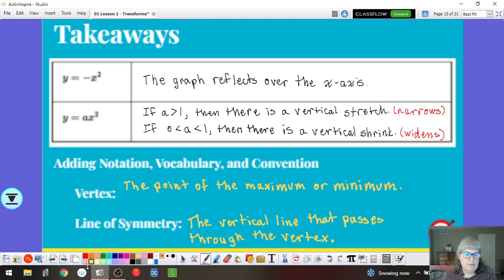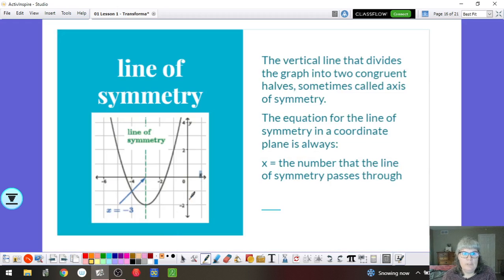So let's do some more review here. Here, for example, we have a line of symmetry for this parabola. As I mentioned before, it's the vertical line that divides the graph into two congruent halves. It's sometimes called the axis of symmetry rather than the line of symmetry. The equation for the line of symmetry is always x equals the number. So if you see here, we have x equals -3. That's because our vertex has an x value of -3. So this line of symmetry is passing through that point.